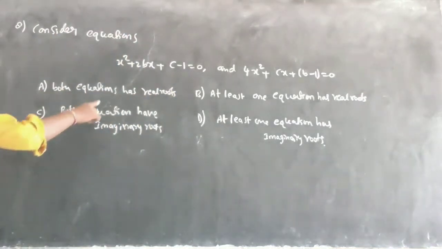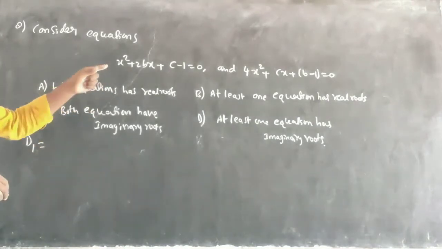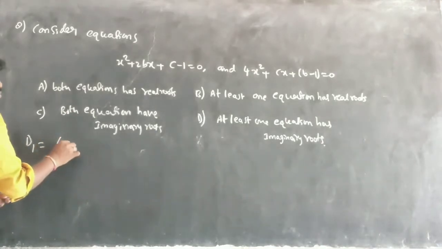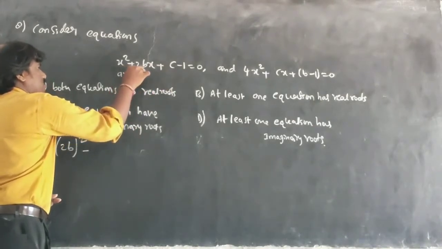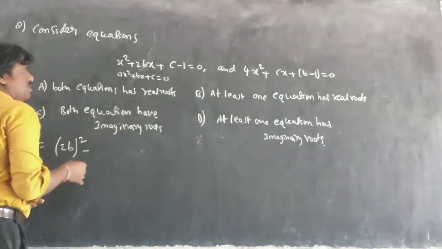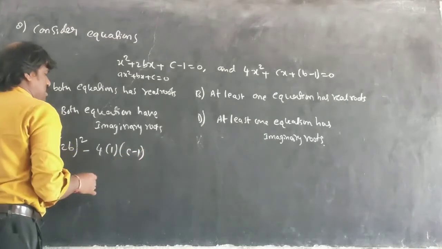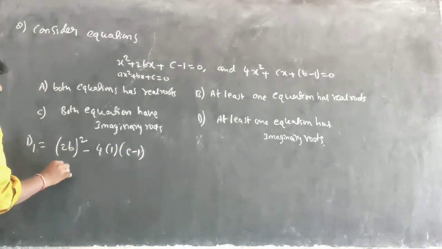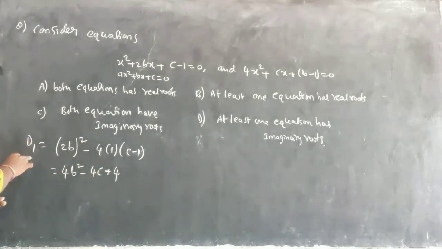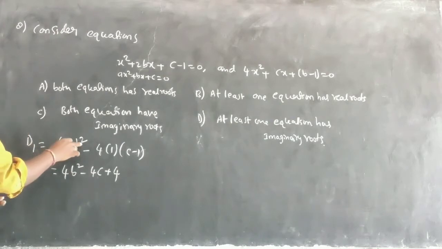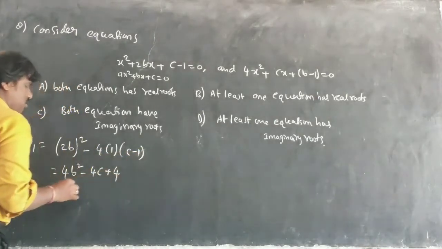So let us discuss D1. The first, D1, I will find. D1 means the discriminant of the first quadratic equation. You compare with ax square plus bx plus c, and you know what b and c are, and the discriminant is b square minus 4ac, that we have to find. That is 4b square minus 4c plus 4. This is the discriminant D1, that is I got 4b square minus 4c plus 4.